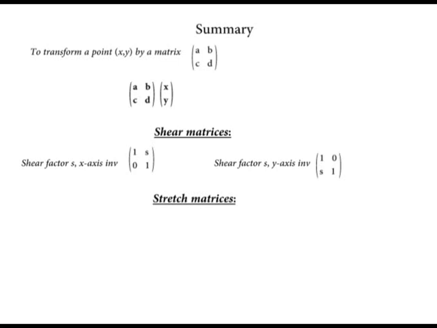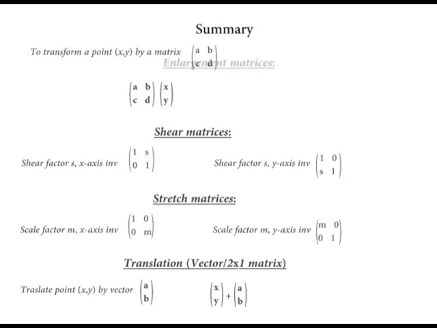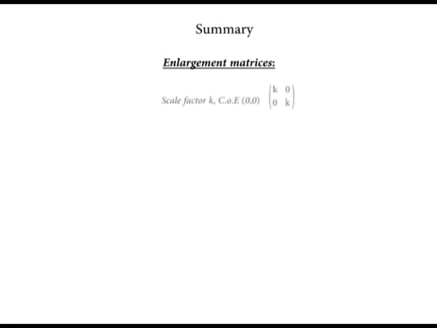Stretches move points perpendicular to the invariant line. The general stretch matrix with x-axis invariant is 1, 0, 0, m, and with y-axis invariant it's m, 0, 0, 1, where m is the scale factor. Translations are represented by a vector, or you can see it as a 2 by 1 matrix. To translate a point (x, y) with vector (a, b), you simply add the two. The general enlargement matrix is K, 0, 0, K, where K is the scale factor or the linear scale factor and K squared the area scale factor. Notice that K squared is the determinant of the matrix.